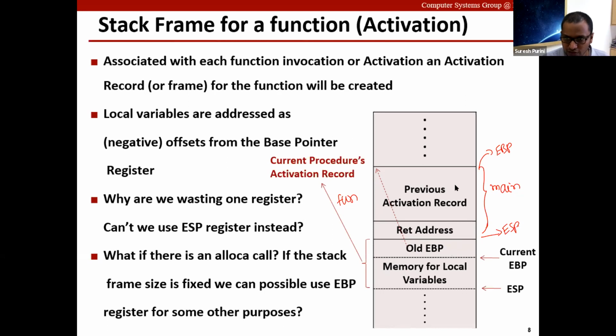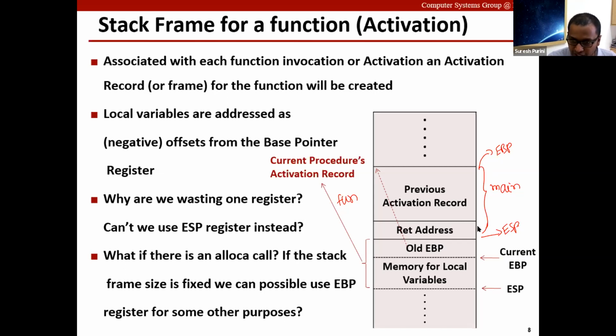So what we do is we store the previous EBP, the old EBP, here in the current function's activation record, and memory for local variables is created, and ESP is pointed to the top of the activation record. Remember, the stack is growing in the opposite direction. So when we push an activation record, we go downwards.